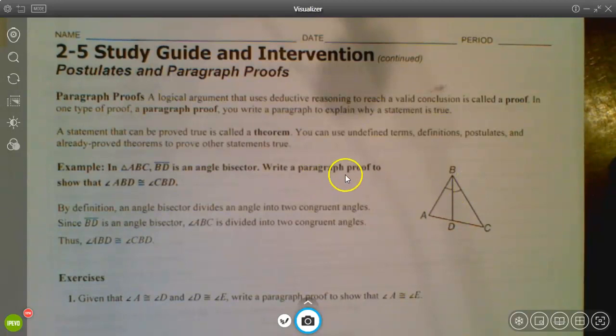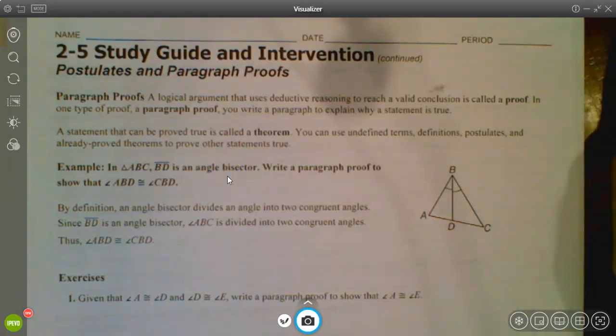So what we're going to try to do is write a short paragraph proof to prove, so here it is, what we're trying to prove: the angle ABD, so that's this angle right here, is congruent to CBD, this one right here. So we're going to try to prove these two angles are congruent. This will be really short and simple because it's really just based on the definition of what this tells you. So this will be a nice short proof to prove.